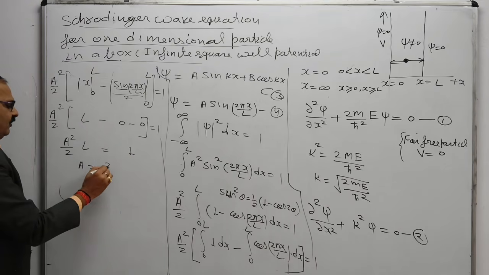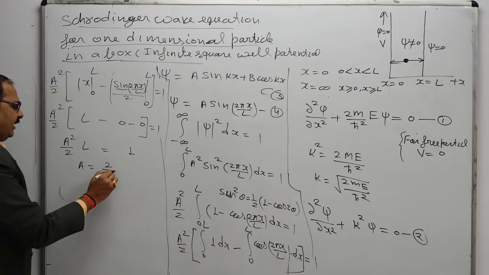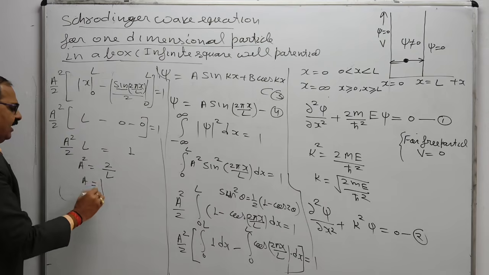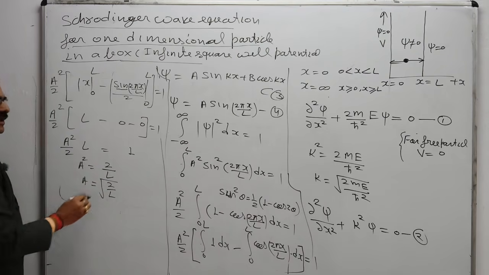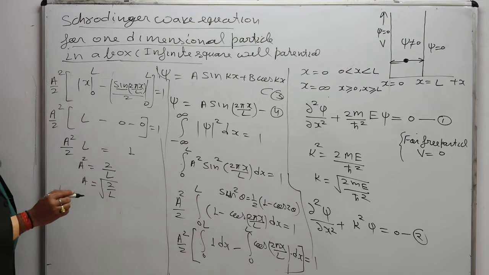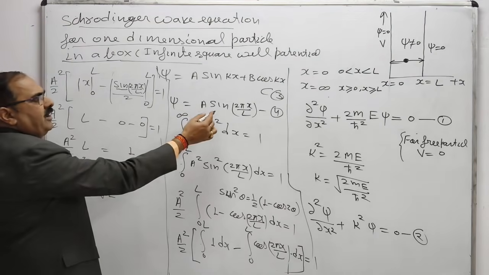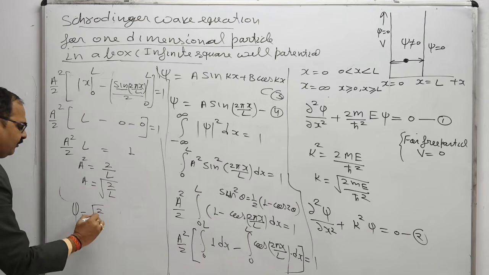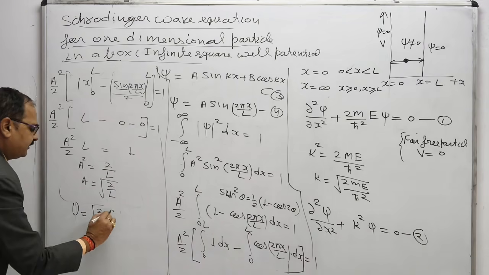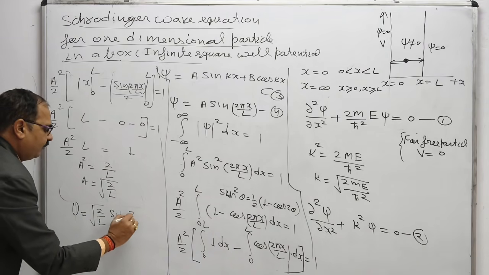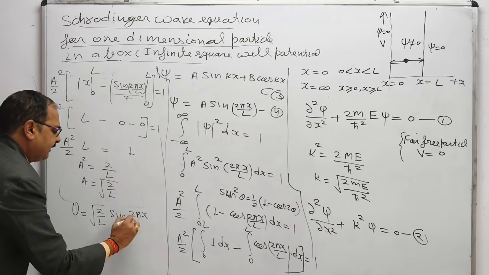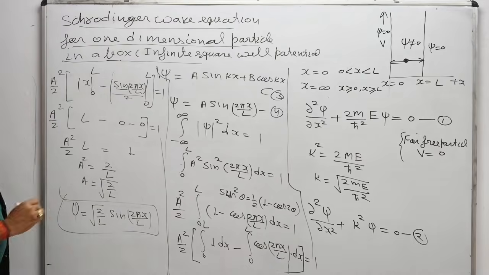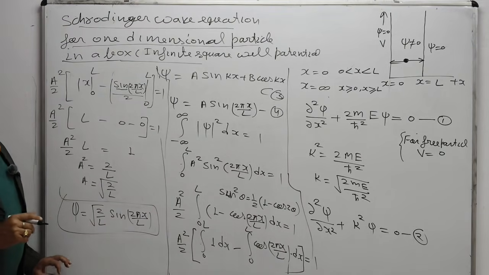It is equal to A square is equal to 2 upon L, then A is equal to under root 2 upon L. The value of A is put in equation number 4. Psi is equal to under root 2 upon L into sin 2 pi x upon L. This is the normalized form of the wave function.